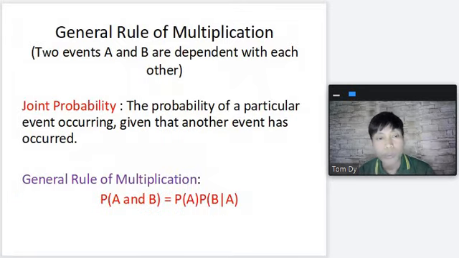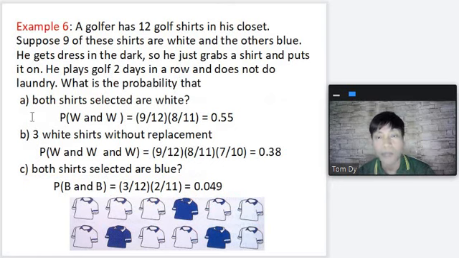Okay, so we will proceed with the general rule of multiplication. Two events A and B are dependent on each other. So we have here our joint probability, the probability of a particular event occurring given that another event has occurred. The general rule of multiplication: the probability of A and B is equivalent to the probability of A times the probability of B given A. So to discuss this one, we will have this example.